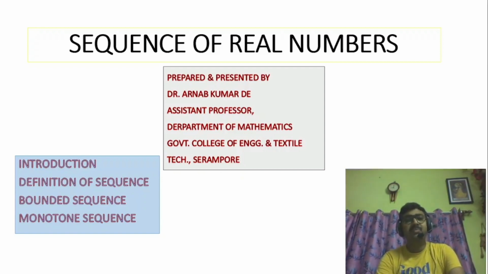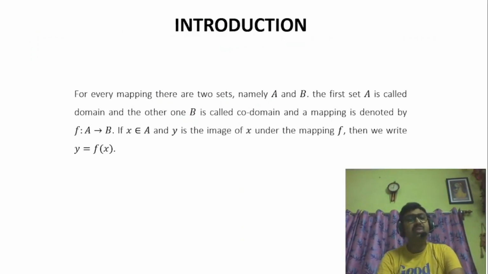Now we know that for every mapping there are two sets, namely A and B. The set A is called the domain of the mapping and the set B is called the codomain of the mapping, and the mapping is denoted by f from A to B. Clear? Now what is mapping?